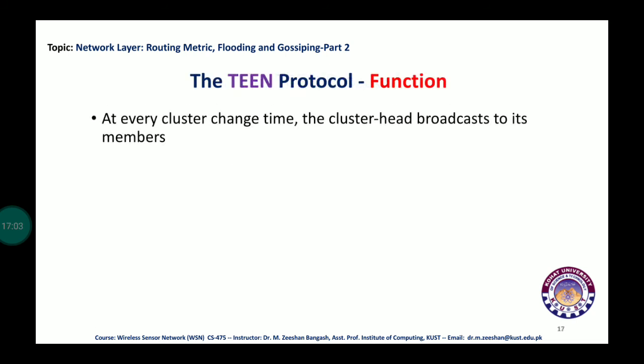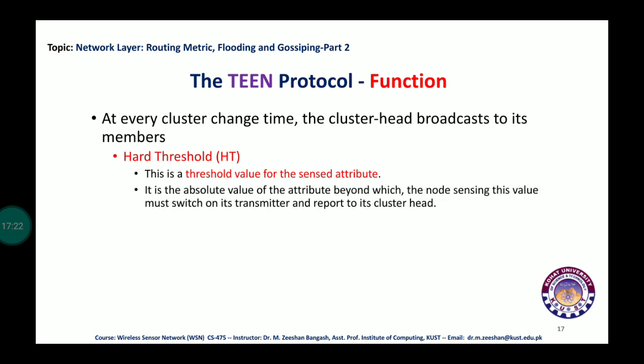So the function of the TEEN protocol is that at every cluster change time, the cluster head broadcasts to its members. There is a hard threshold, HT. This threshold is for the sensed attribute, and it is the absolute value of that attribute beyond which the node sensing the value must switch on its transmitter and report to its cluster head. So basically this threshold defines when the transmitter needs to be on, or when to report to the cluster head.